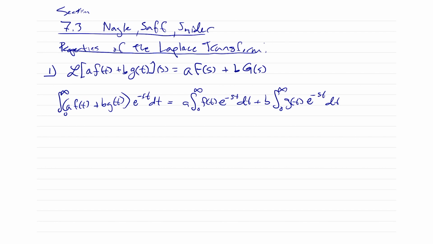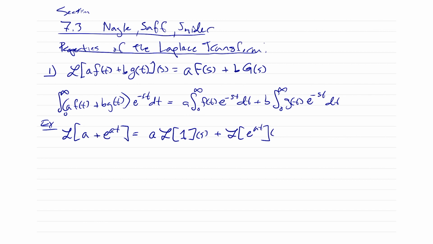Well, if we take something like this, say we take the Laplace transform of a plus e to the at, we can split this as a times the Laplace transform of 1 plus the Laplace transform of e to the at, and we already know what those Laplace transforms are, so we're going to get a over s plus 1 over s minus a, right? So we just take the Laplace transform of these guys independently.